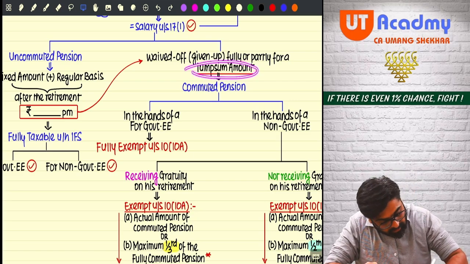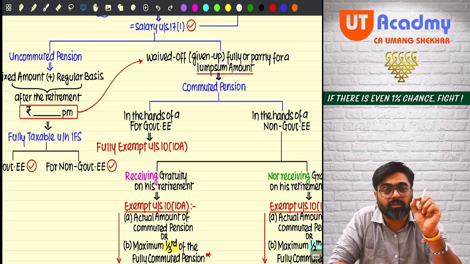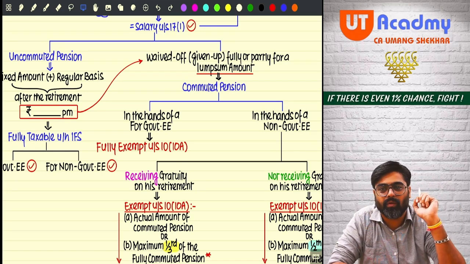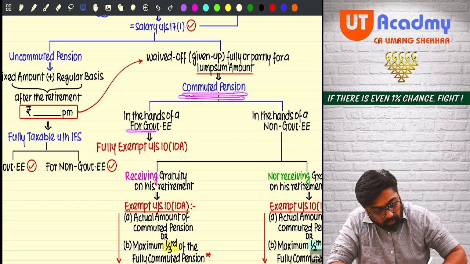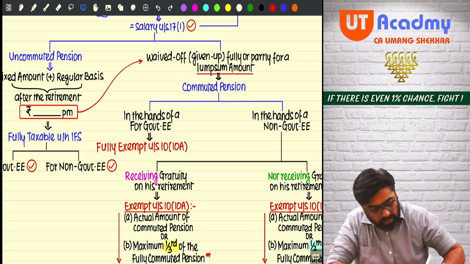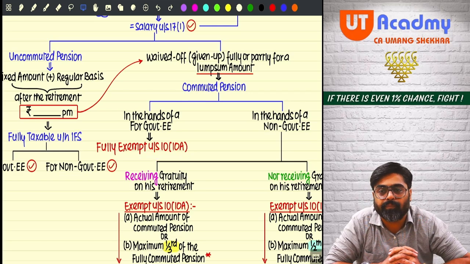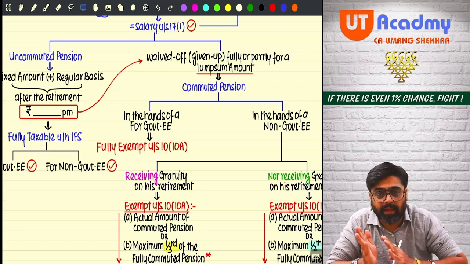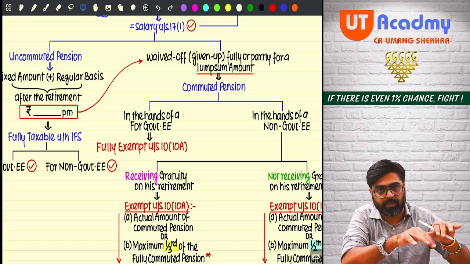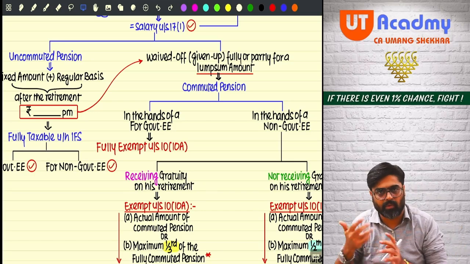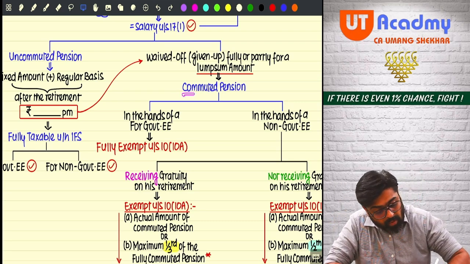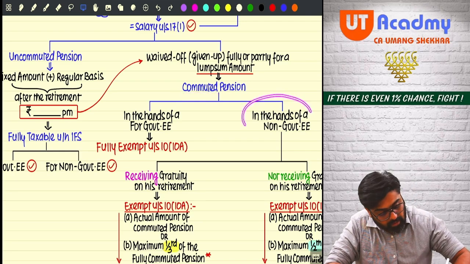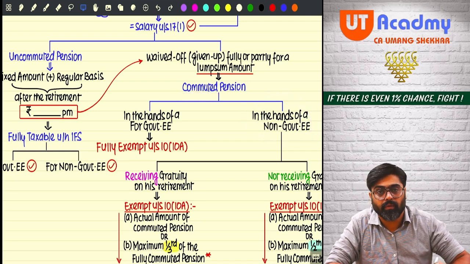Now whatever lump sum he will get, that lump sum is known as commuted pension. What will you call it? Commuted pension. Now this commuted pension, if a government employee is receiving, it will be fully exempt under section 10(10A). Under which section? 10(10A). So as per 10(10A), whatever commuted pension is received by the government employee will be fully exempt.